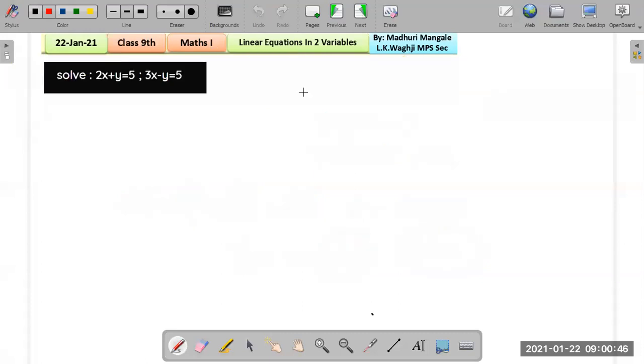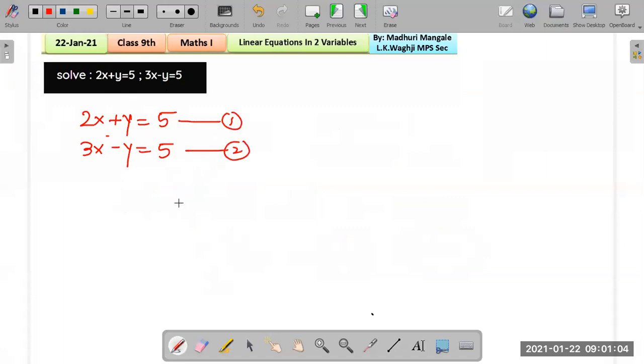Question number 2. This problem is to solve. It says solve these two equations: 2x plus y equals 5 and 3x minus y equals 5. The first step is to name the equations, equation 1 and equation 2. Then check for the like terms. Are there like terms like 2x and 3x? They should be exactly the same. Are they the same? No. So we look at the y terms, they are the same.